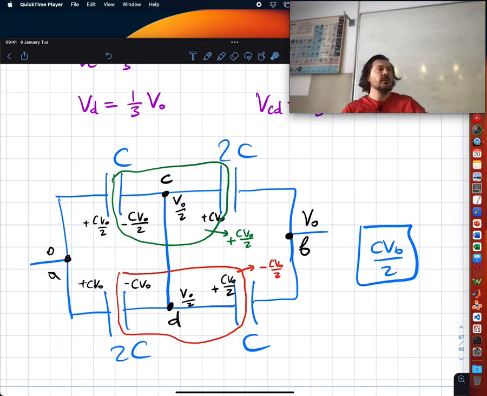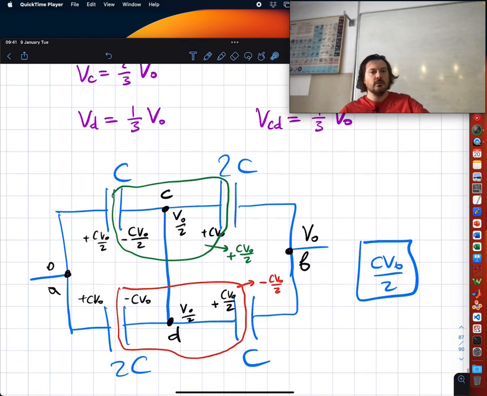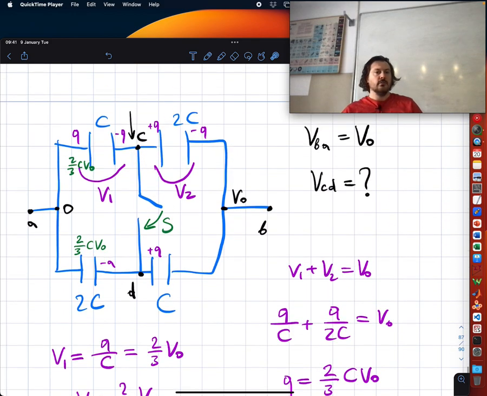Can you scroll up? Up? I'm just taking a picture of the thing.